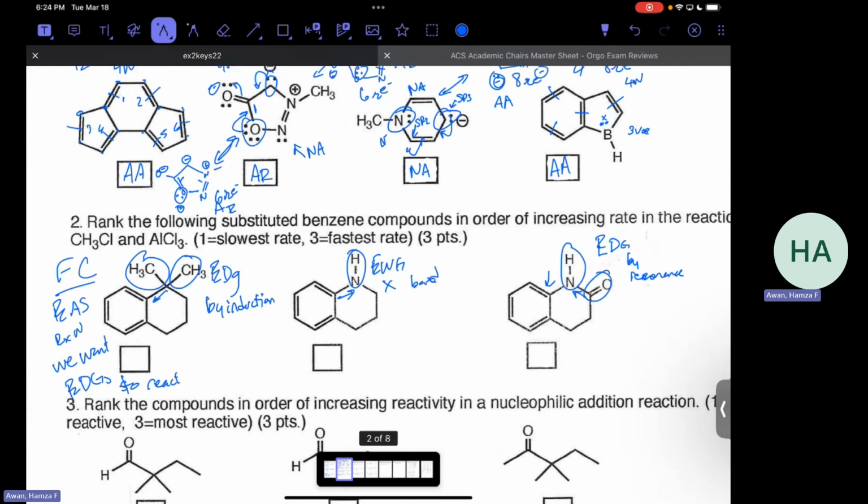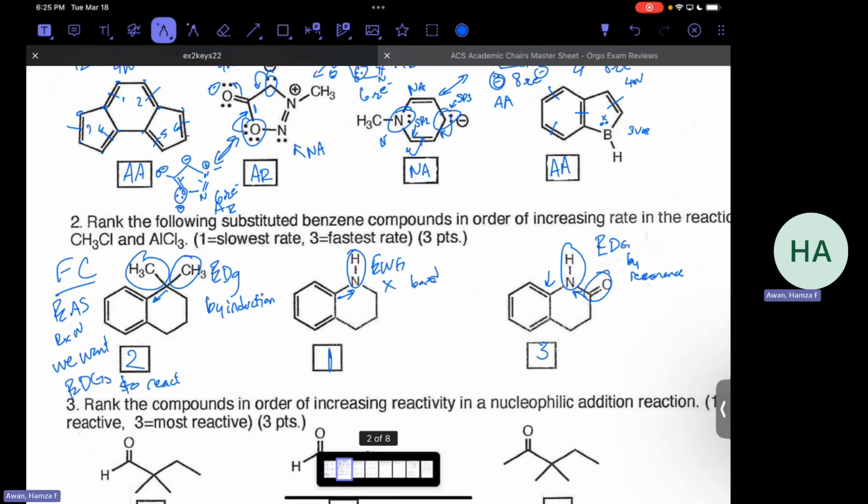So if we put it all together, we have an electron withdrawing group. This is going to be our slowest rate one. Then we have our electron donating groups, one by induction and one by resonance. And we know that resonance is going to be stronger than induction. So our resonance is going to have our fastest rate, and the induction one the second fastest rate. Any questions on that?